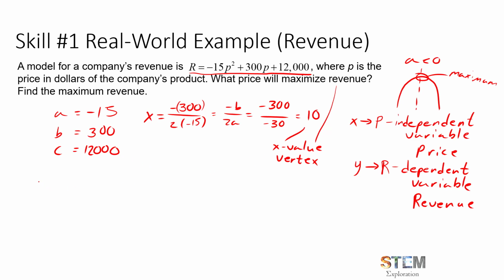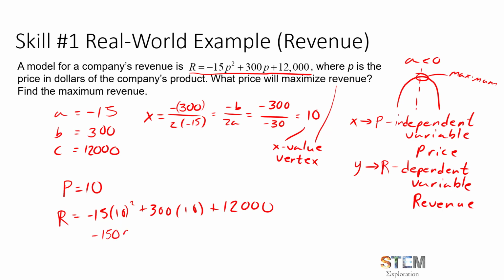So if finding the maximum revenue is a goal here, we're going to plug in the price at which the vertex occurs. We're going to plug in 10 for p and see what we get for r. So for r, we can simply say negative 15 times 10 squared plus 300 times 10 plus 12,000.